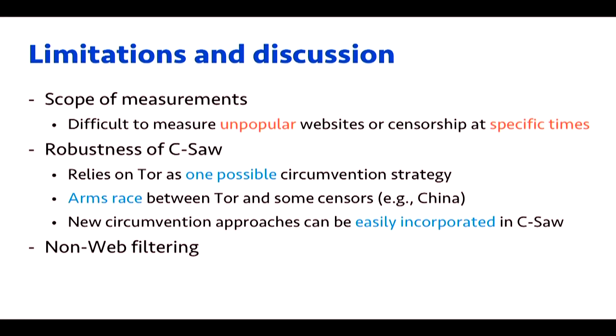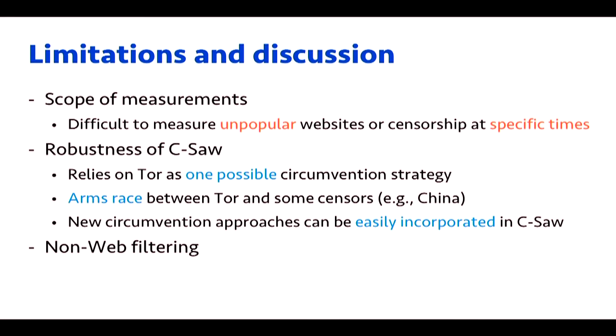So despite the benefits that CISO offers, it has limitations. For example, it's difficult for CISO to measure unpopular websites because it relies on the population of CISO users. And it's hard for CISO to measure censorship at specific times because it does not allow targeted measurements. We think this is an acceptable trade-off because it makes it easy for us to obtain user consent.